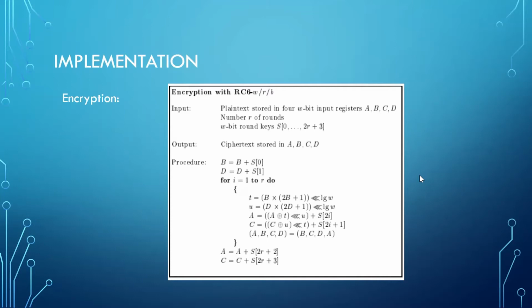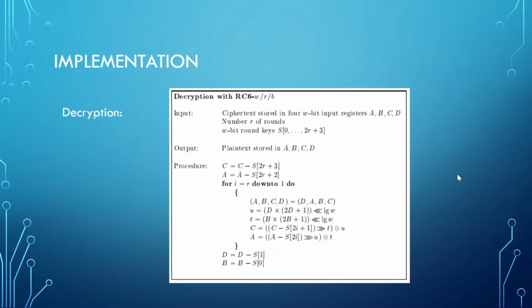RC6 works with four w-bit registers A, B, C, and D, and as we can see in the encryption description, it uses six basic operations: addition, subtraction, exclusive OR, multiplication, and left and right rotations. We also have here in the description the for loop for the number of rounds in the encryption process. Then, as expected, the decryption procedure follows the same process as the encryption, however, it is in reverse.